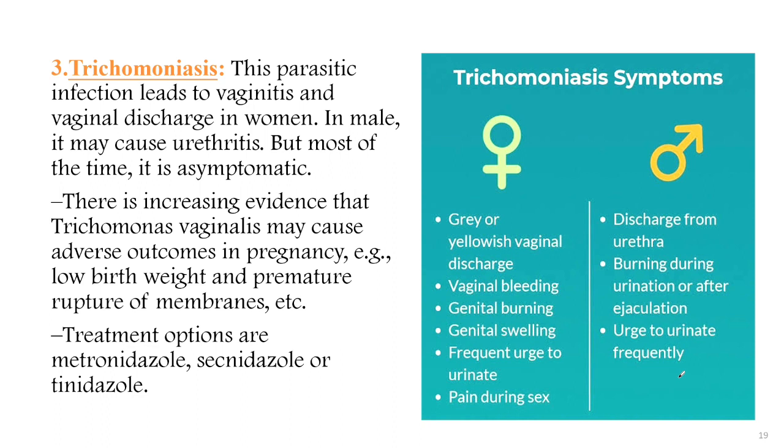There is increasing evidence that Trichomonas vaginalis may cause adverse outcomes in pregnancy, for example, low birth weight and premature rupture of membranes, etc. Treatment options are metronidazole, secnidazole or tinidazole.